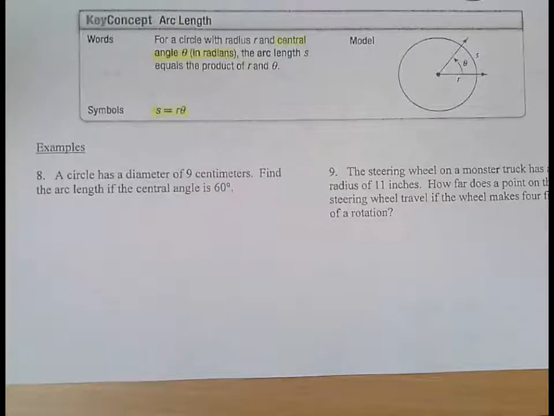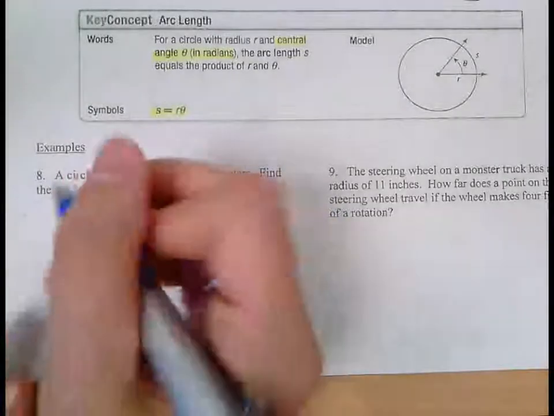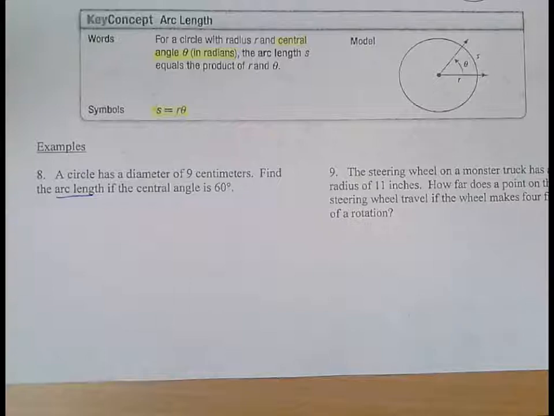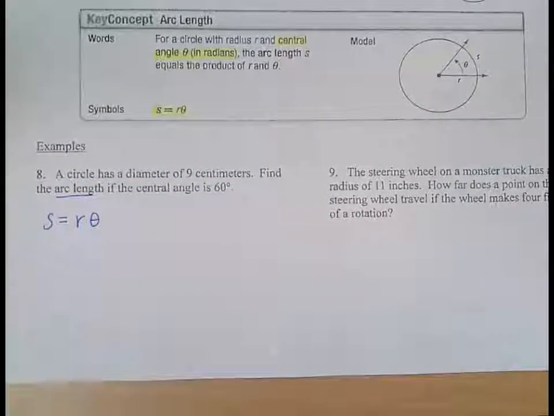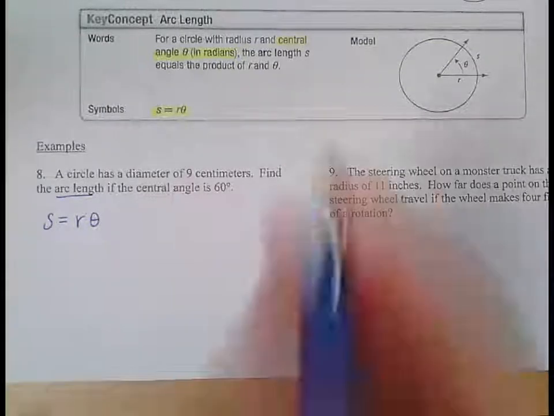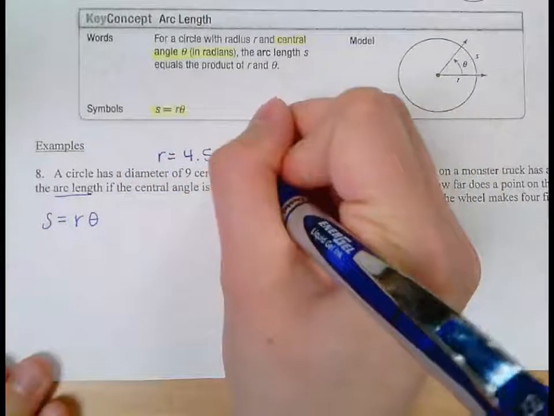So in example 8, we have a circle that has a diameter of 9 centimeters. Find the arc length if the central angle is 60 degrees. And we know arc length S is r times theta, radius times the central angle in radians. So first of all, if we know the diameter is 9 centimeters, what's the radius? Or how do you find the radius? Divide it by 2. So the radius would be 4.5 centimeters, half of the diameter.